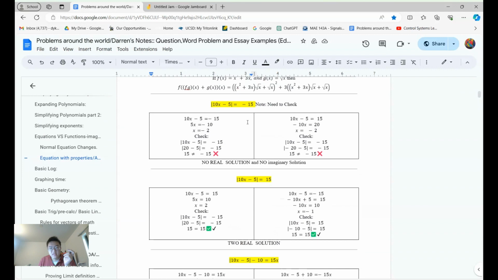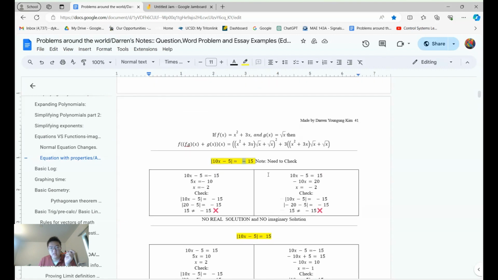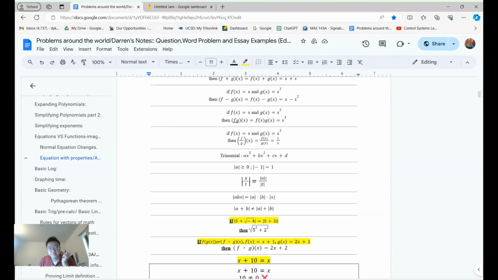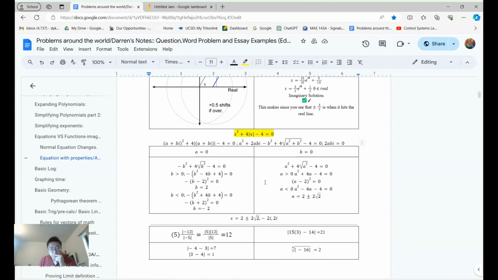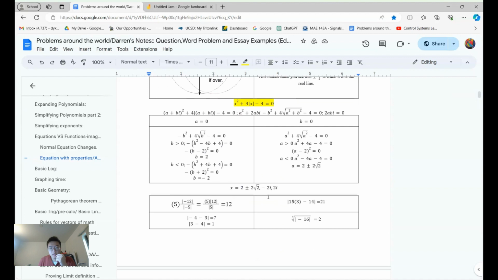Oh, this has no real solution. You can't really have a negative, can you? Yeah, everything else looks correct. And then this one I definitely know is correct. And this was a little trickier question.